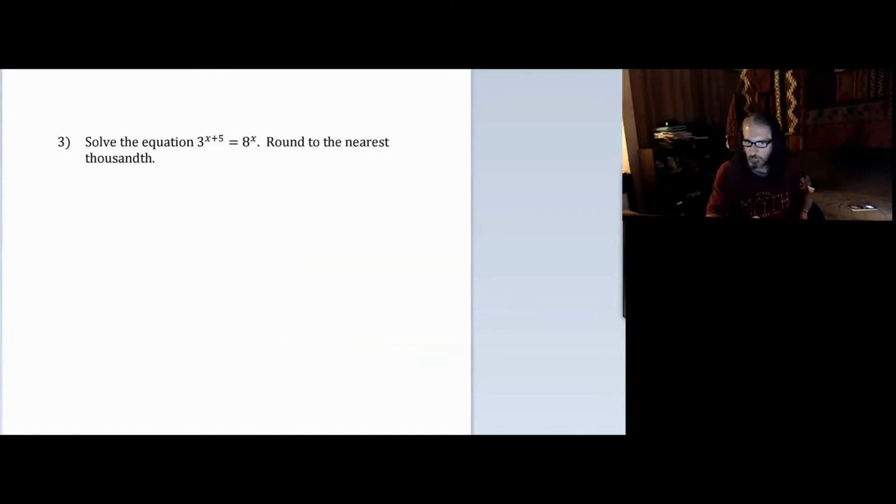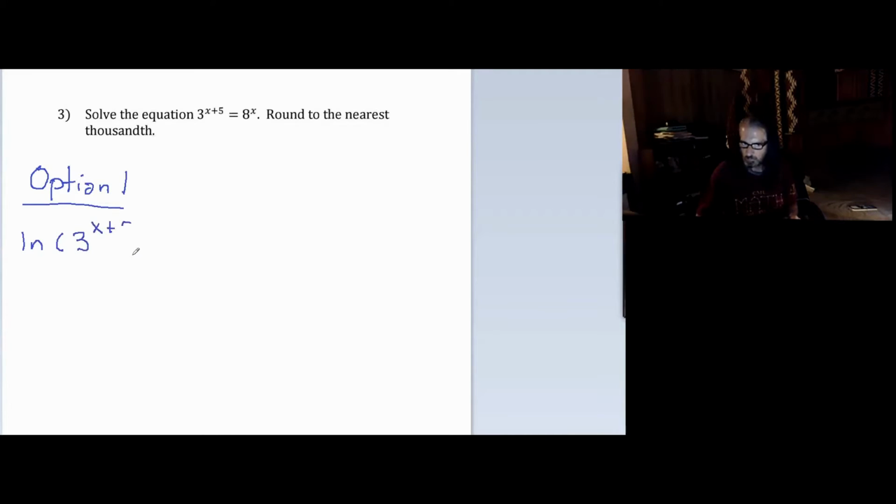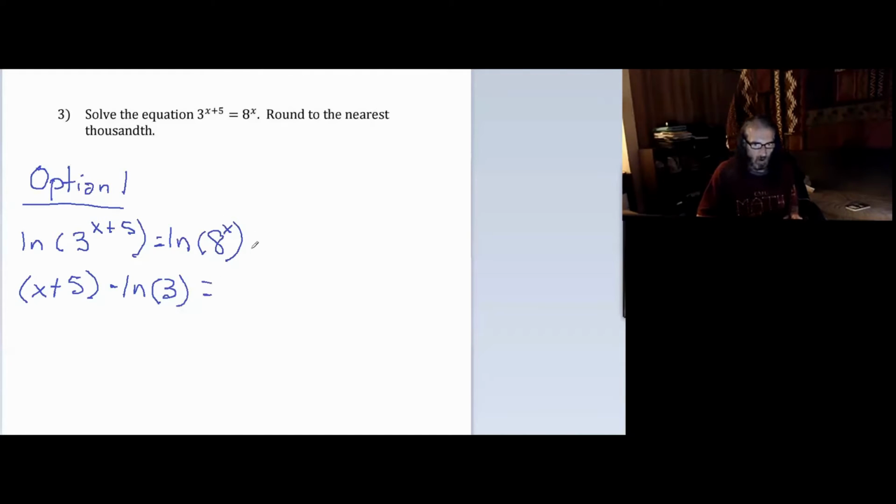Here's the kind of example I was talking about. What are we going to do if we try to use option 2? Let me first do this by option 1. Take the natural log of both sides. Apply the power rule. Well, here you have to be very careful on this left-hand side. That entire exponent is x plus 5. And we have to apply the power rule for logarithms on the right-hand side as well.